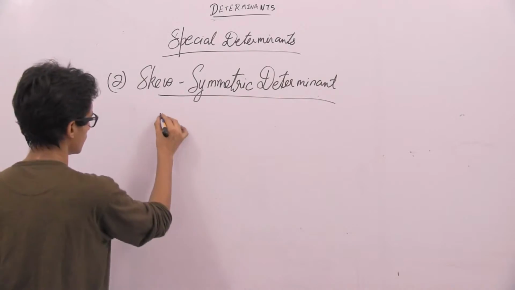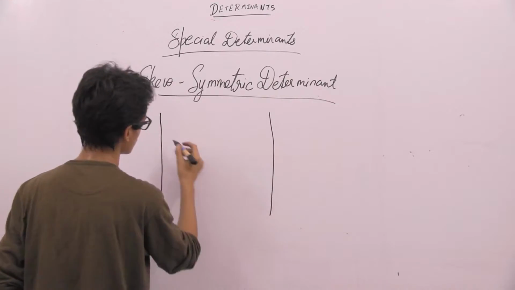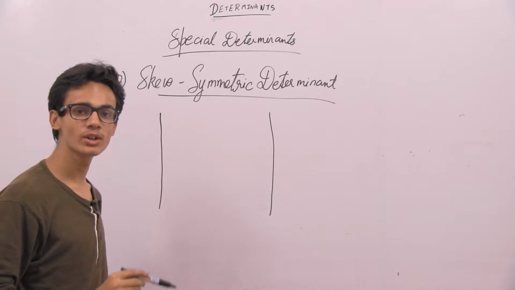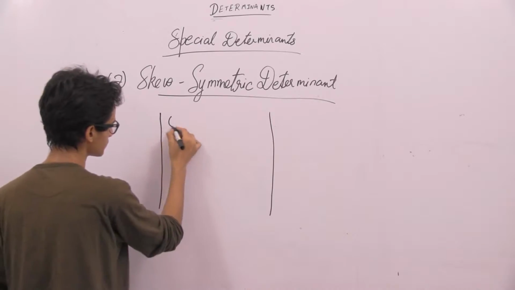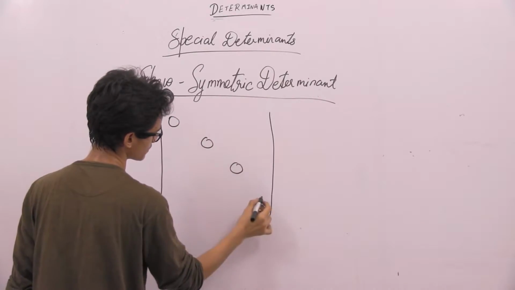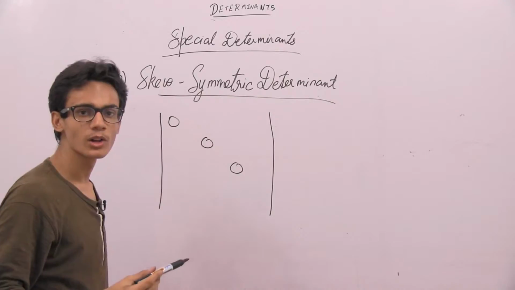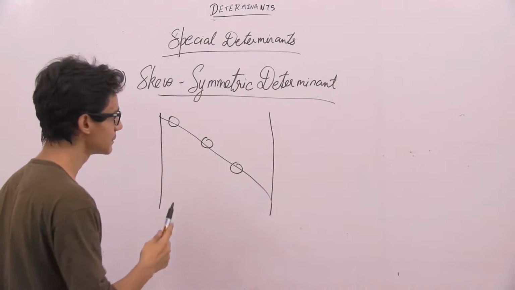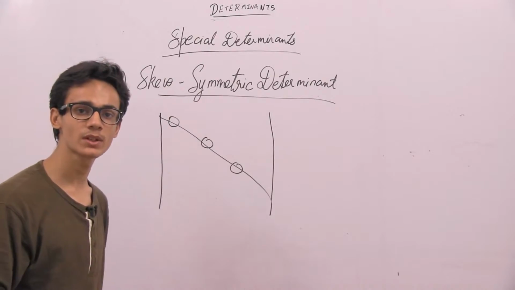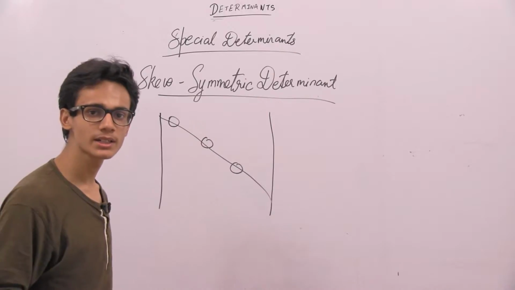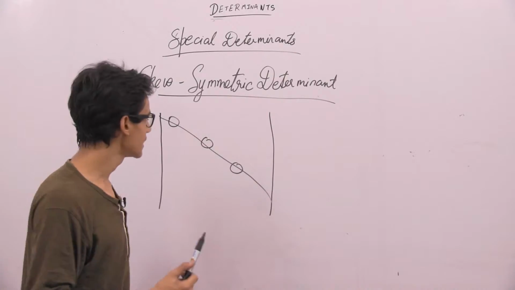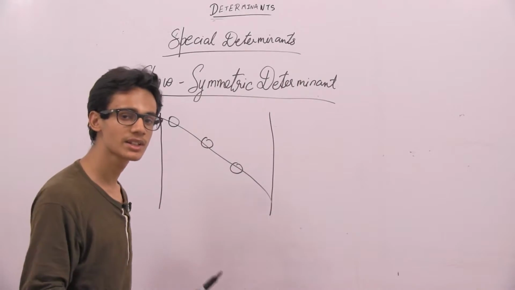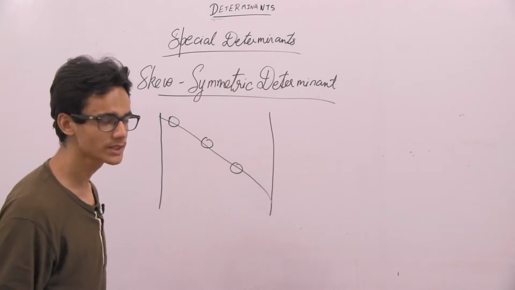So, the first condition for skew symmetric determinants is that all the elements on the diagonal line must be 0. Now, all the elements about this diagonal line must be the opposite of each other. In the case of symmetric determinant, the elements were equal to each other. But in the case of skew symmetric determinant, all the elements symmetrically placed about the diagonal line must be the opposite of each other.